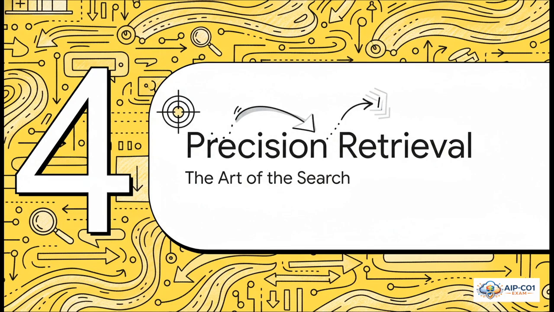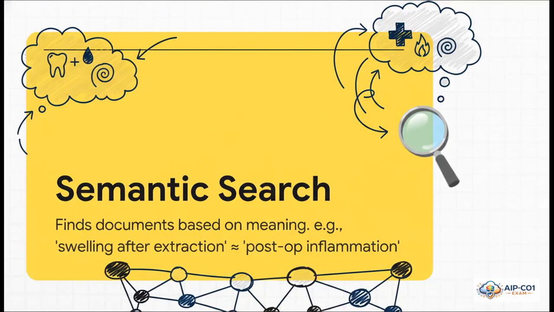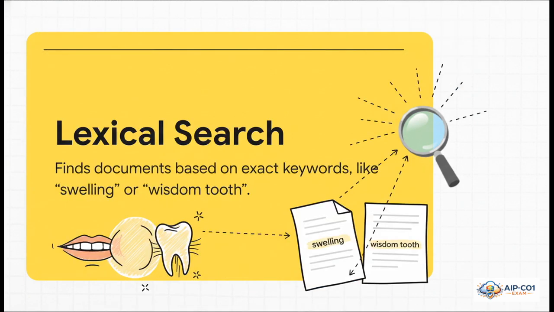So you might be asking, how do we get that level of precision? Well, this brings us to what I'd call the art of precision retrieval. The first tool we have is semantic search. This is powered by those embeddings we talked about. It finds documents based on their actual meaning. It's smart enough to understand that swelling after extraction is basically the same idea as post-op inflammation, even though the words are different. But sometimes meaning isn't enough.